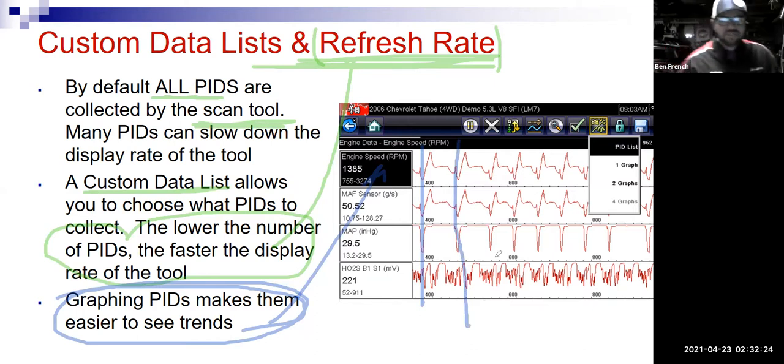So the car was idling, they did a snap throttle and then they let it idle again. And that's what you're seeing on that graph. But if you don't have it on graphing mode, it's hard to realize that, oh, I'm looking at the same little bit of data that's repeating over and over again. So graphing stuff makes it really easy to see trends and just makes the data more visible. So that's one of my other tips: whenever possible, I like to graph out that data.